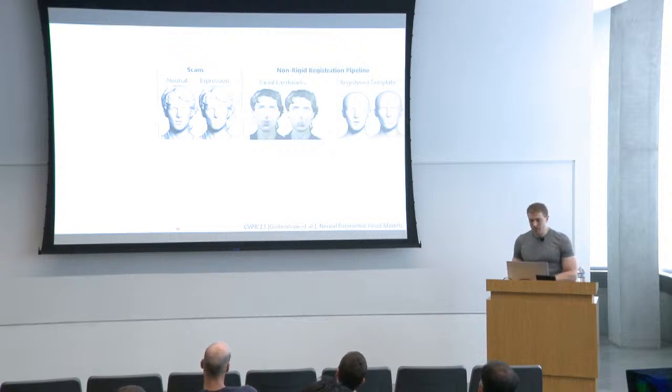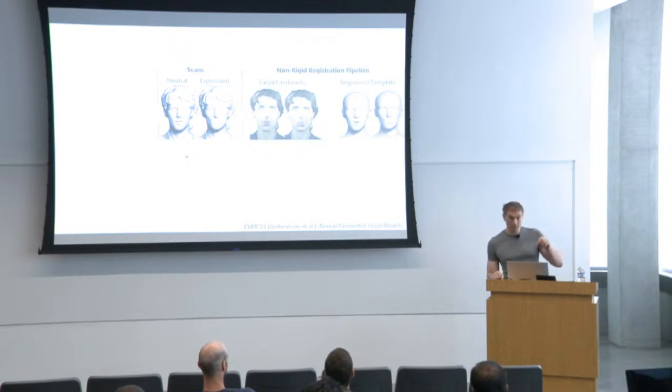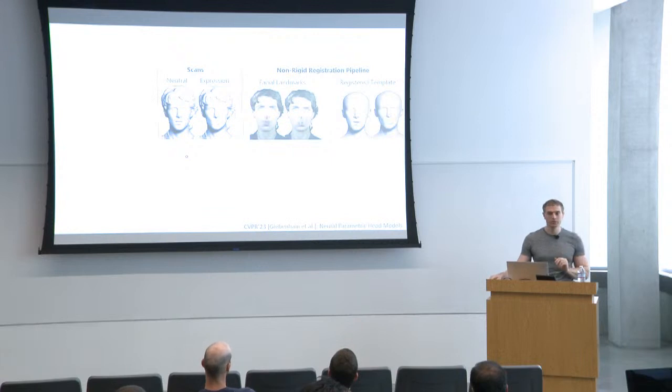The way we started is we started with 3D scans. For every person that we scanned, we had one neutral pose that looked like that, and then we had controlled expressions for everybody. We showed them literally a picture, saying make that specific expression, and we had 23 of those per person. And then what we did is we had a non-rigid registration.